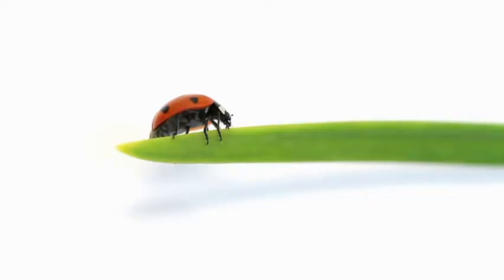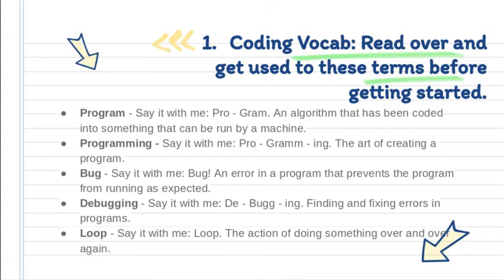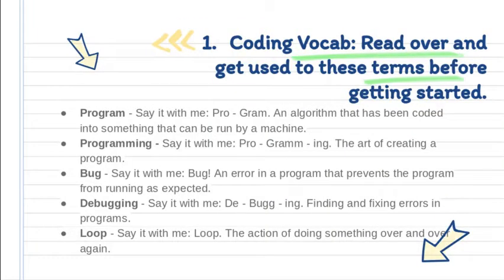Programming. Say it with me. Programming. The art of creating a program, because it is an art, friends. Next, bug. Say it with me. Bug. Bug is not the little guy that's running across your shoulder. Bug is an error in a program that prevents the program from running as expected. Debugging. Say it with me. Debugging. Debugging is finding and fixing the errors in programs.